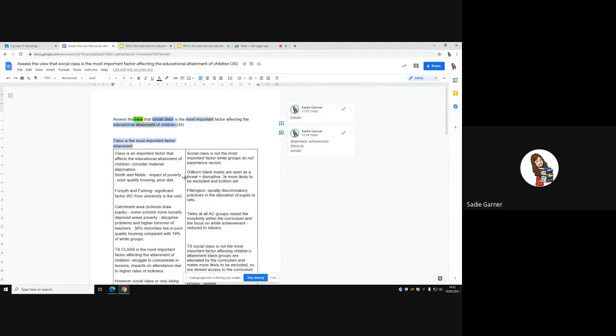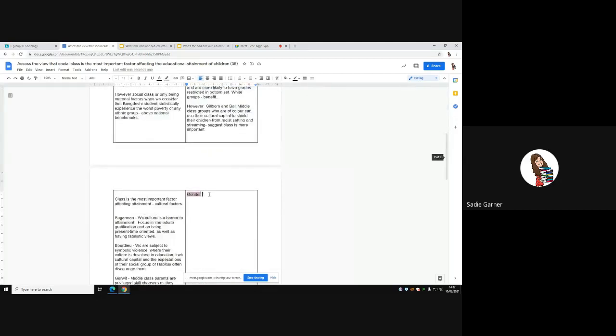I've given them two paragraphs on class and one on ethnicity. So now I'm going to go to gender, because the examiner would expect to see range here. They wouldn't just expect to see class and ethnicity. Otherwise, it looks like you have only revised those two grids and you didn't want gender.